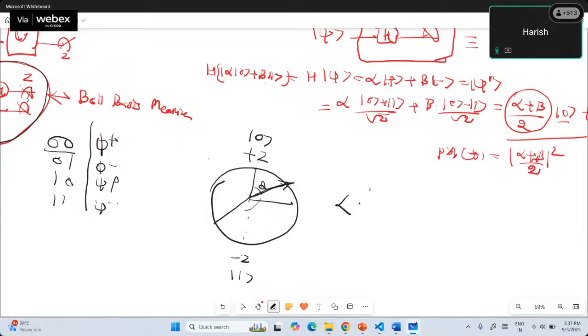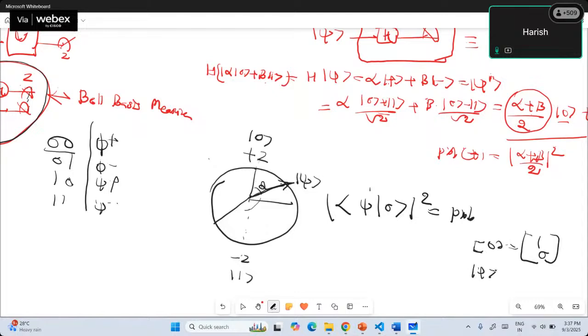So we write |<0|psi>|^2. Suppose this is the psi state. We do the inner product with the zero state. The zero state is the vector (1, 0), and psi can be written as (alpha, beta). We take the inner product of state psi and 0, get some number, and take the mod square. That is the probability of getting the plus Z axis, or basically the 0 state, on measurement.